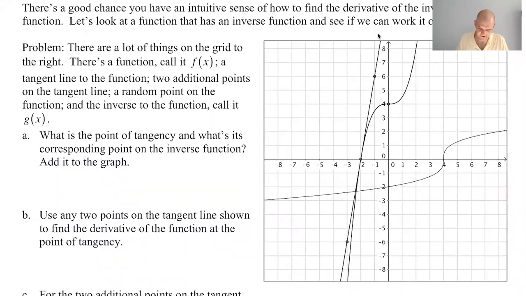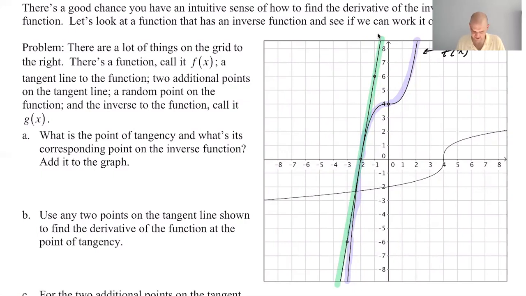There's a lot of stuff on this grid for sure. We have a function f of x and the tangent line to the function. I'm going to do a little highlighting, so this must be our function. There. Okay, so this is our function, that's f of x. And then we have a tangent line to the function, which will snap to a line, so that'll look good.